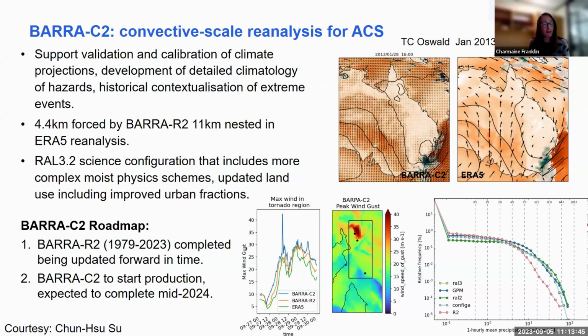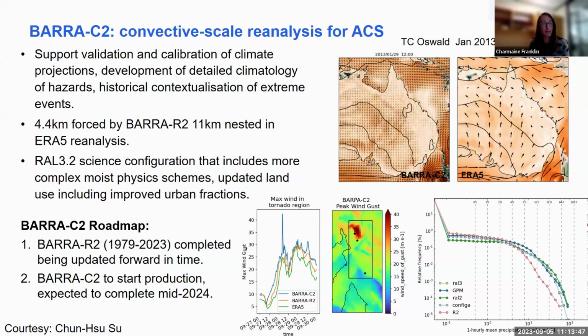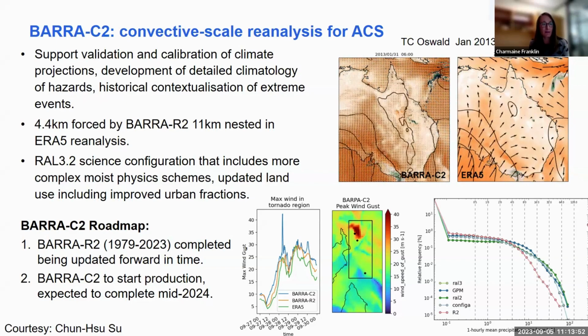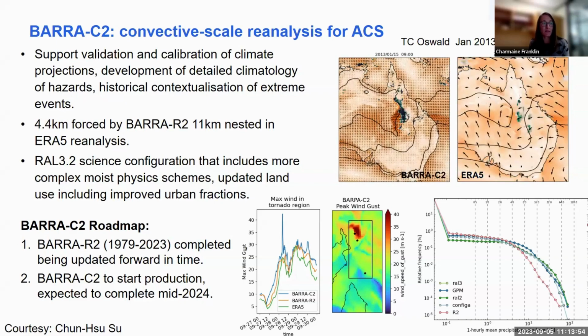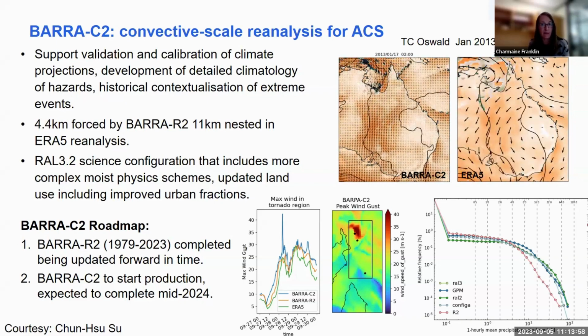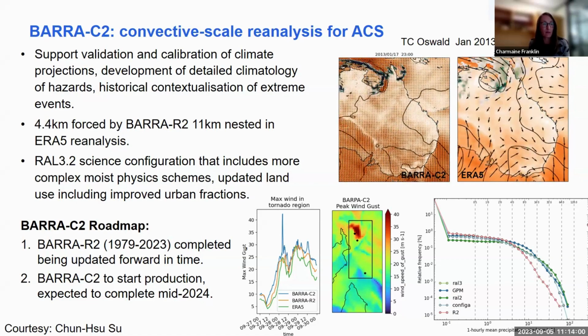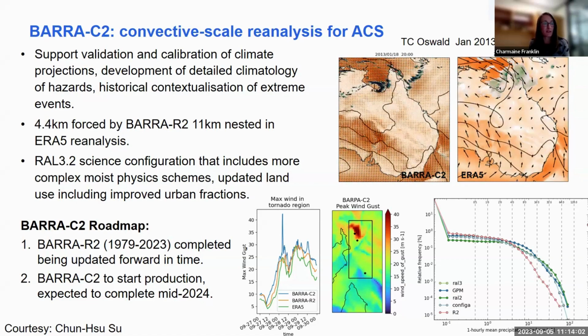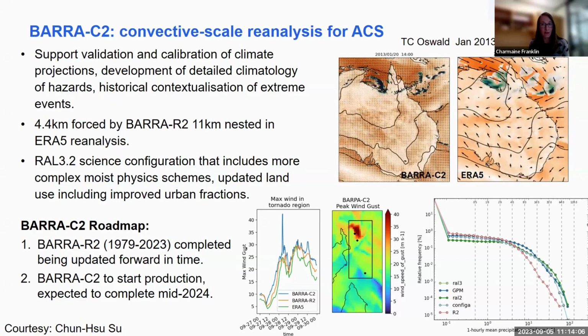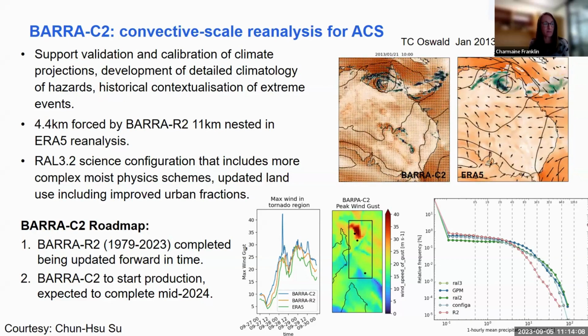The C2 system is also able to better capture the wind gusts associated with extreme events, and that's captured in that lower figure there on the left. So that's the maximum wind for this tornado outbreak case that happened in South Australia in 2016. And you can see that the blue line there captures much more intense wind gusts than either BARRA-R2 or ERA5, which is a much better representation compared to the observations.